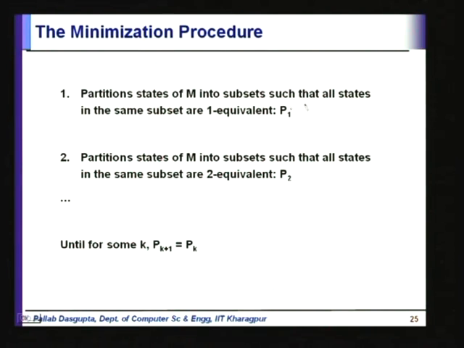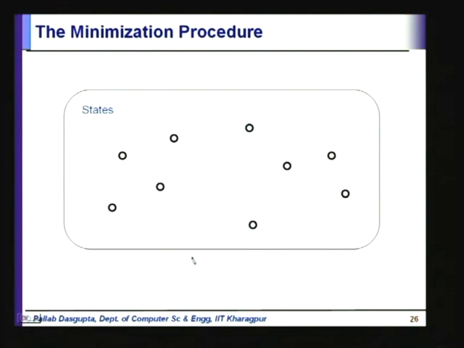What is the minimization procedure? Partition the states of M into subsets such that all states in the same subset are 1 equivalent. Again, you see, this is like that bucketing. Partition states of M into subsets such that all states in the same subset are 2 equivalent, then 3 equivalent, then 4 equivalent, until you reach some case where the partitions do not change anymore. That is where we reach the fixed point, and that is where we terminate. Okay. Let us see an example. So, initially we have all of the states in the same bucket.